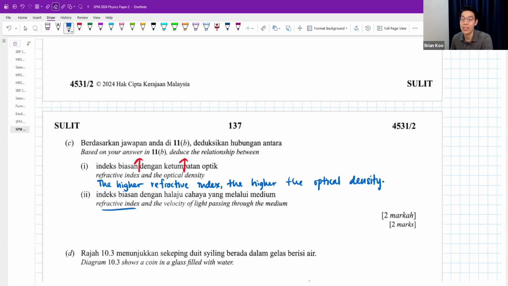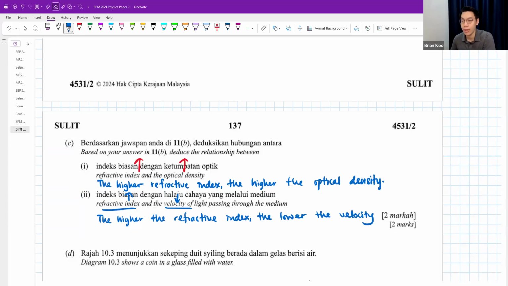Okay, refractive index and velocity of light. It looks like if it's a higher index, denser, then it would be slower, lower velocity. The higher the refractive index, the lower the velocity of light passing through the medium. Okay, so just write properly for this one.